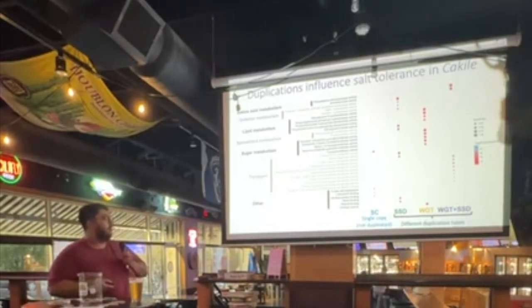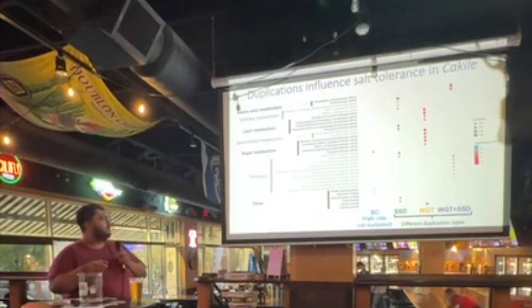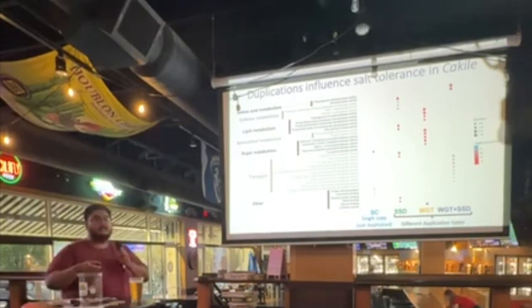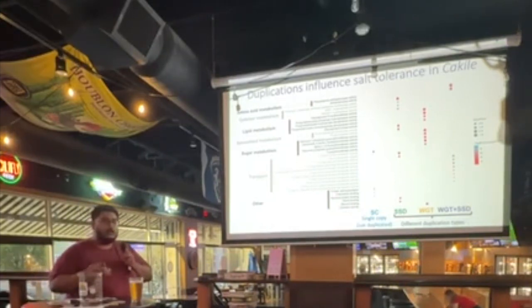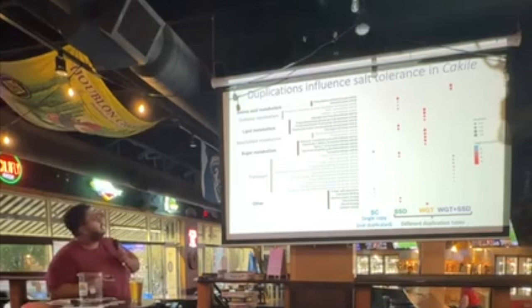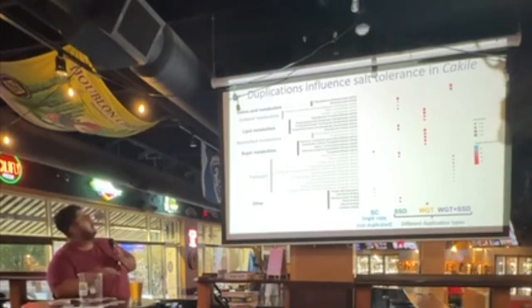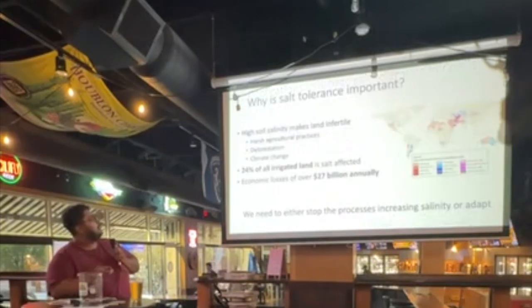When we look at single copy genes, which are genes that are not duplicated, there's only a few functions that are enriched in terms of salt tolerance. But the vast majority of functions have been duplicated, and these duplicated genes play a role in how Cakile is salt tolerant. And that's all the data that I'll show for today.